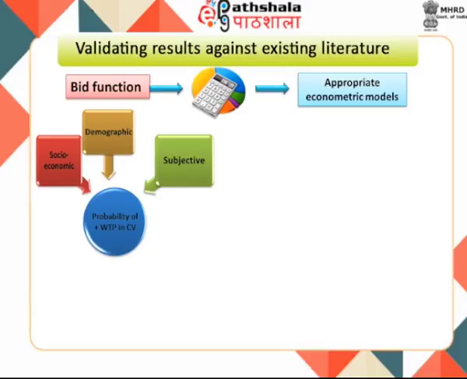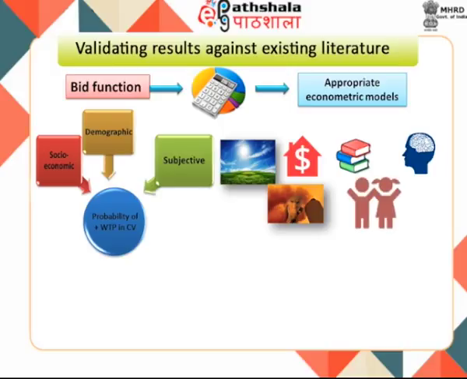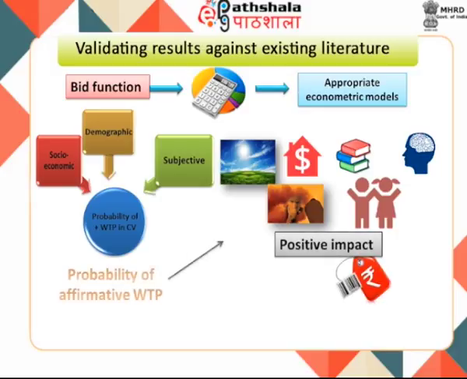As an example, for WTP for clean air, household income, education, awareness, history of respiratory symptoms or air pollution related illnesses, and the number of children in the household are all expected to have a positive impact on the probability of affirmative willingness to pay. Age and price offered, the bid, are expected to be inversely related to this probability.